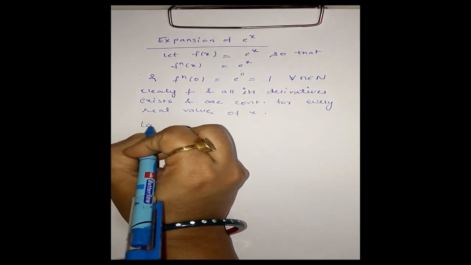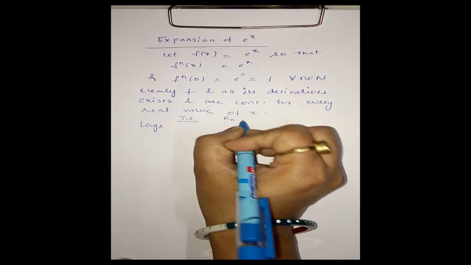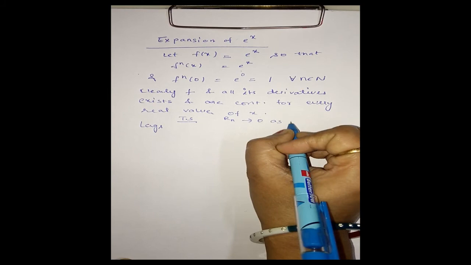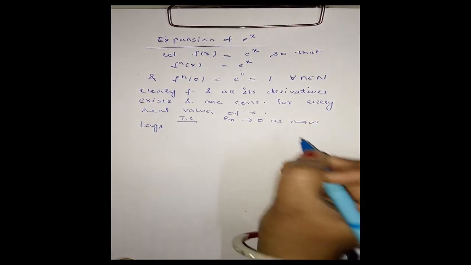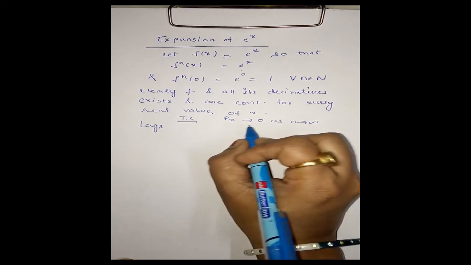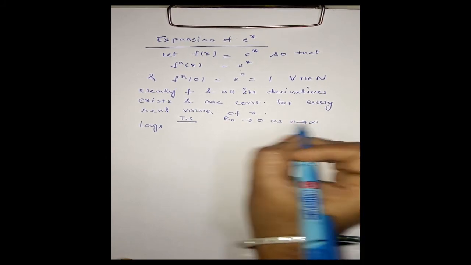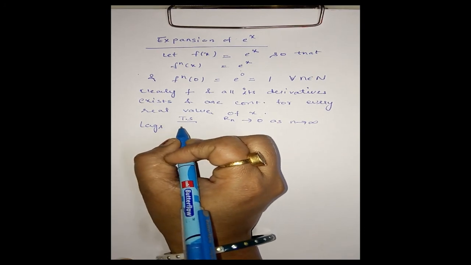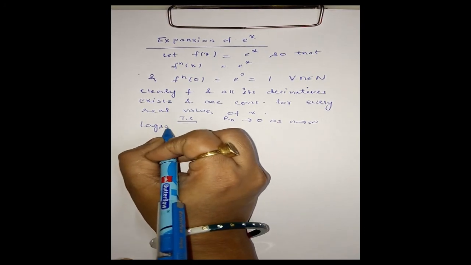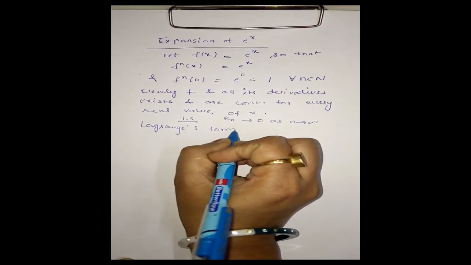Okay. Now, Lagrange's form of remainder. We have to show Rn tends to 0 as n tends to infinity. This is the second condition. Okay, the first condition holds. Now we have to show the second condition, that the remainder Rn tends to 0 as n tends to infinity. Now, Lagrange's form of remainder.